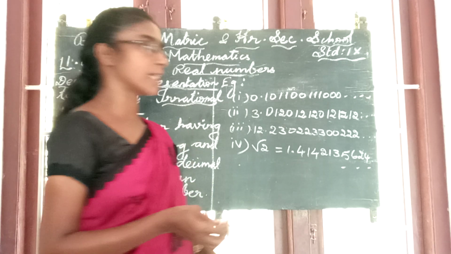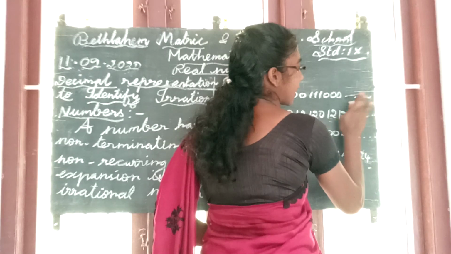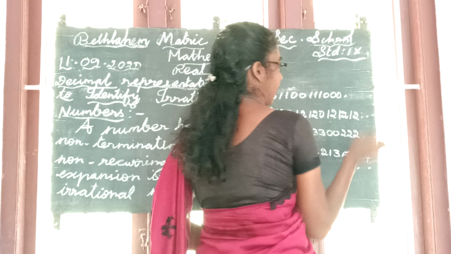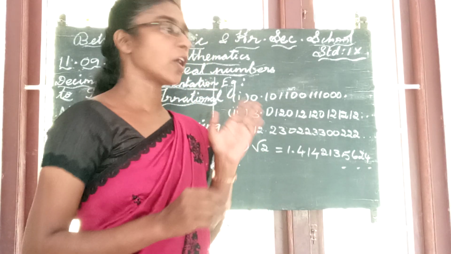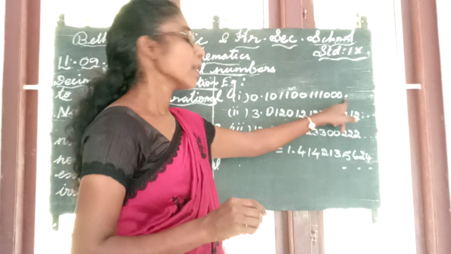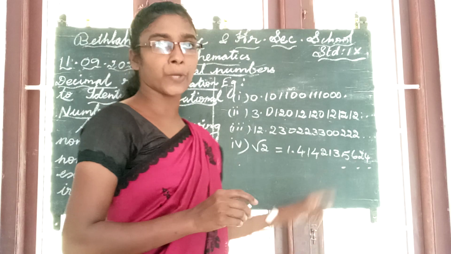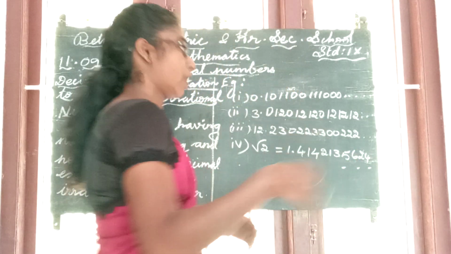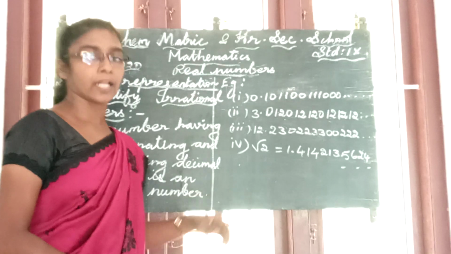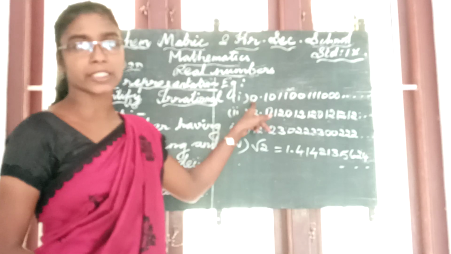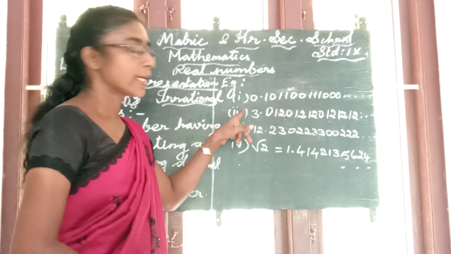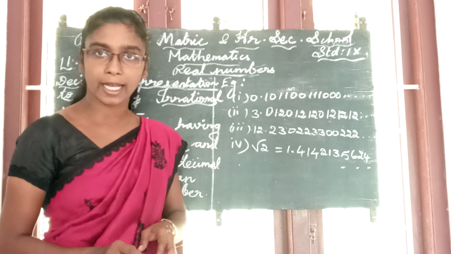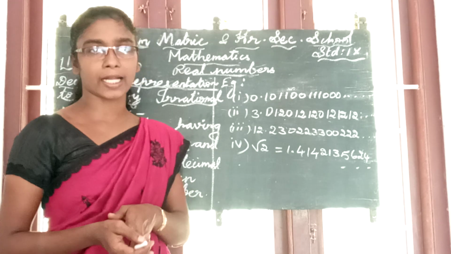Many examples we can say. Here "etc." is compulsory. If you stop the number here, it is a rational number. Because it goes on again and again, it is called a non-terminating and non-recurring decimal expansion.